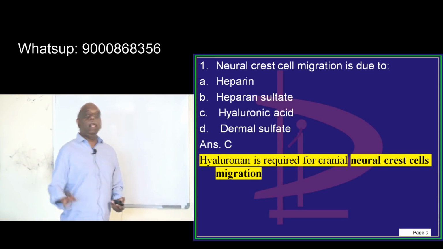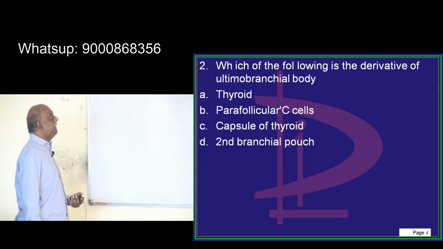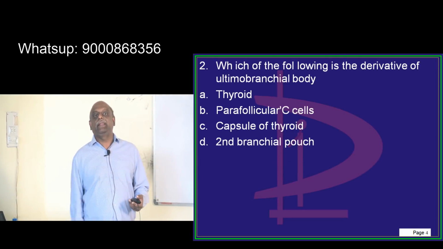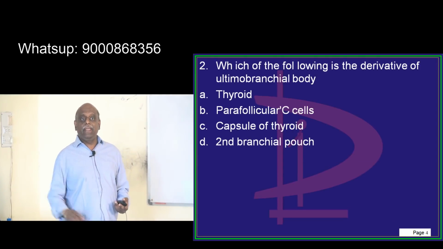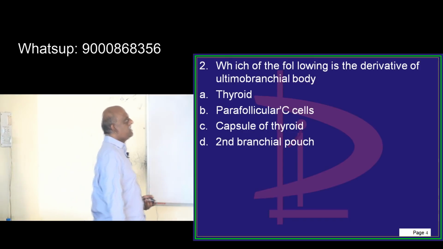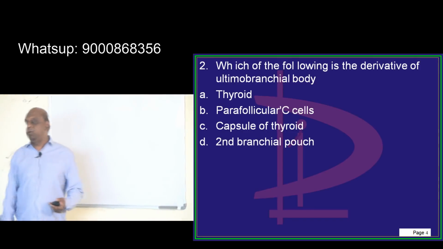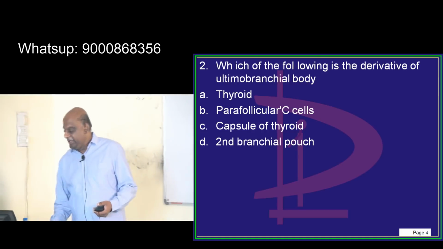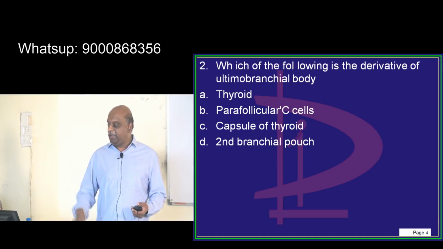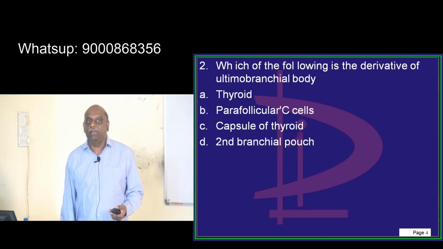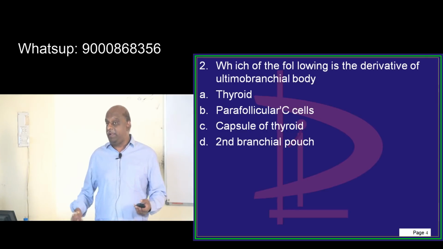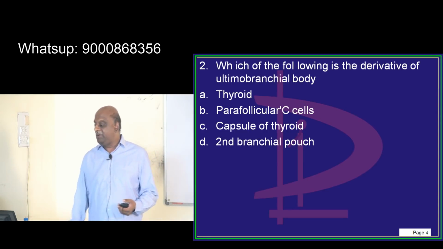Hyaluron is required for the cranial neural crest migration. Ultimobranchial body, which is a derivative of it. Now shoot your answer. You keep shooting your answers with the question number, but wherever discussion is needed, wherever I want you to give the response, I will wait.